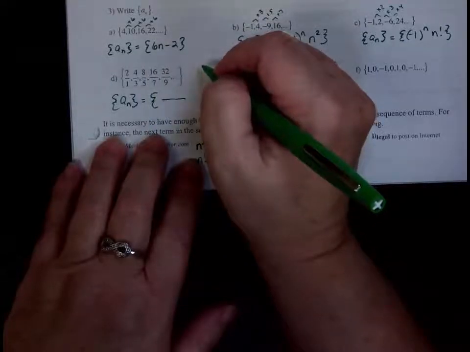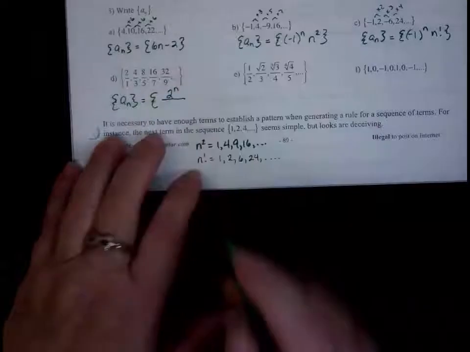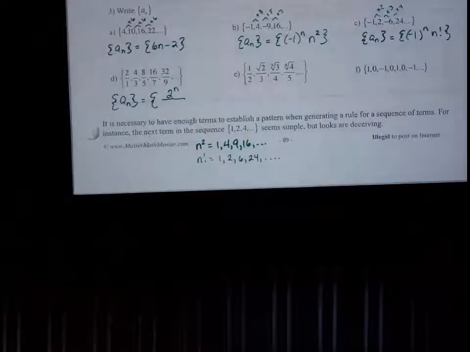We talked about that before. It's 2 to the power of n. Because the first term is 2 to the first, the second term is 2 squared, the third term is 2 to the third, the fourth term is 2 to the fourth. So anytime it's multiplying by something, it's that number to the n power, and then you may have to adjust the power a little bit. Now what about the bottom?